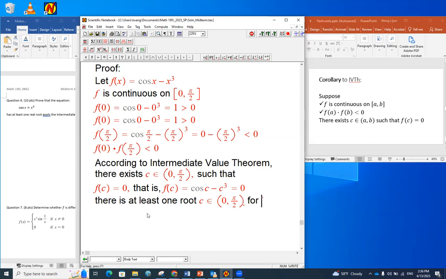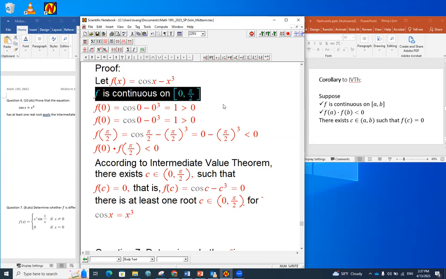For the equation cosine x equals x raised to power 3, you have illustrated that. So that's sufficient. Okay, so that's how you prove it. When you prove it, you just have to quote the theorem. That's the intention of this question, and you know how to quote the theorem. You need to mention the function you created is continuous on a closed interval. If you say an interval other than a closed one, then the theorem may or may not apply.